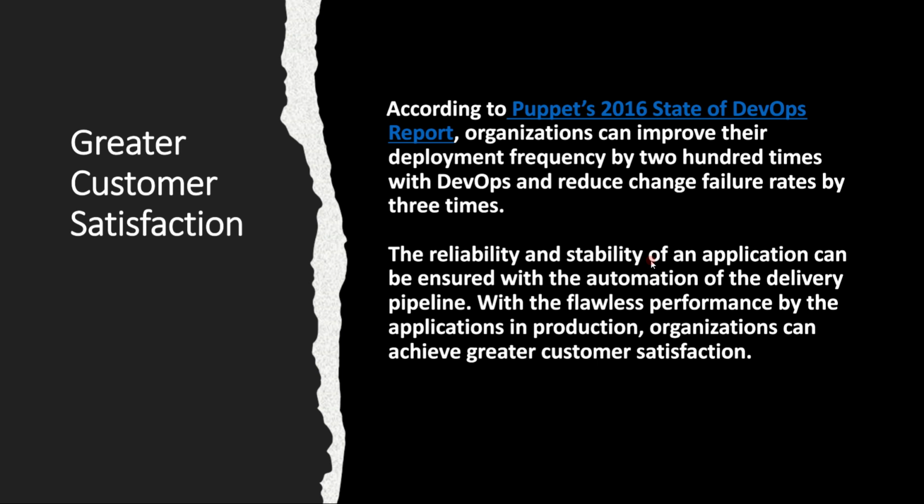And then you have great customer satisfaction. According to Puppet's 2016 State of DevOps report, organizations can improve their deployment frequency by 200 times with DevOps and reduce their change failure rate by 3 times. The reliability and stability of an application can be ensured with the automation of the delivery pipeline. With flawless performance by the application in production, organizations can achieve greater customer satisfaction when they practice DevOps.